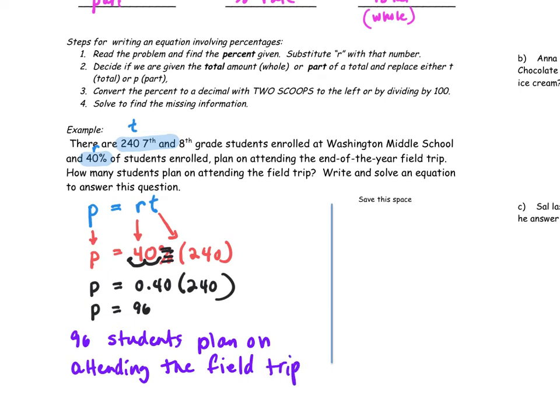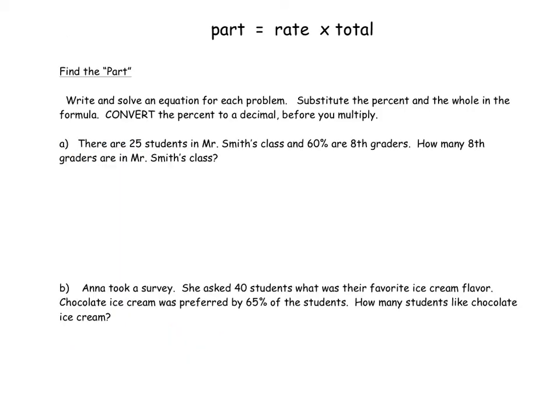So we've answered the question that they gave us. All right, let's go on to the next slide. As mentioned earlier, this lesson focuses on finding the part. Write and solve an equation for each problem. Substitute the percent and the whole in the formula. Convert the percent to a decimal before you multiply.